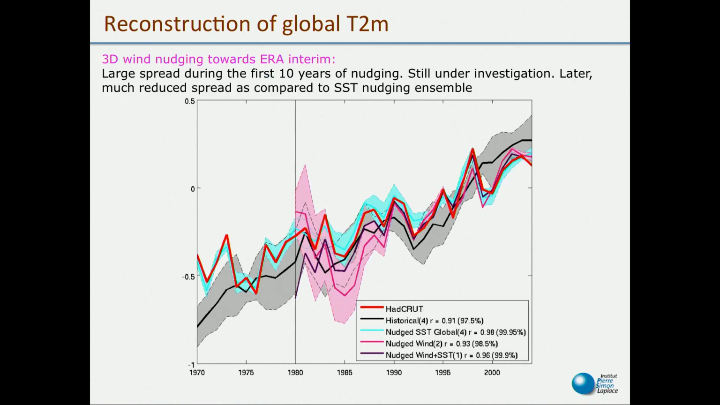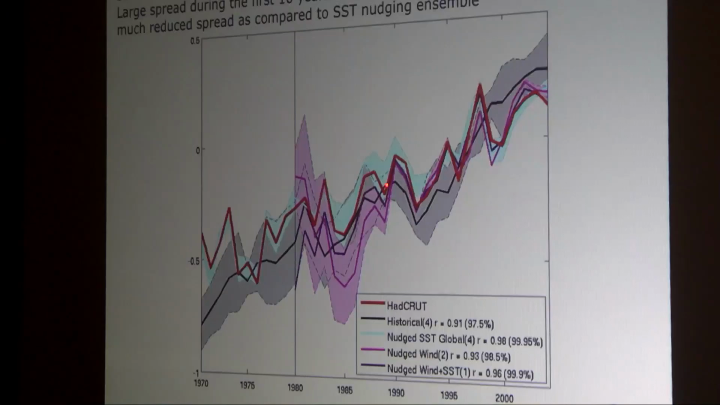And this is what we get with our new runs. So we start them in 1980 because ERA-Interim only starts then. We have the first 10 years where there are some adjustments going on. But after that, we barely see a difference with the observations. It's doing an amazing job at reproducing the variability of the observations because we're driving the whole atmosphere.